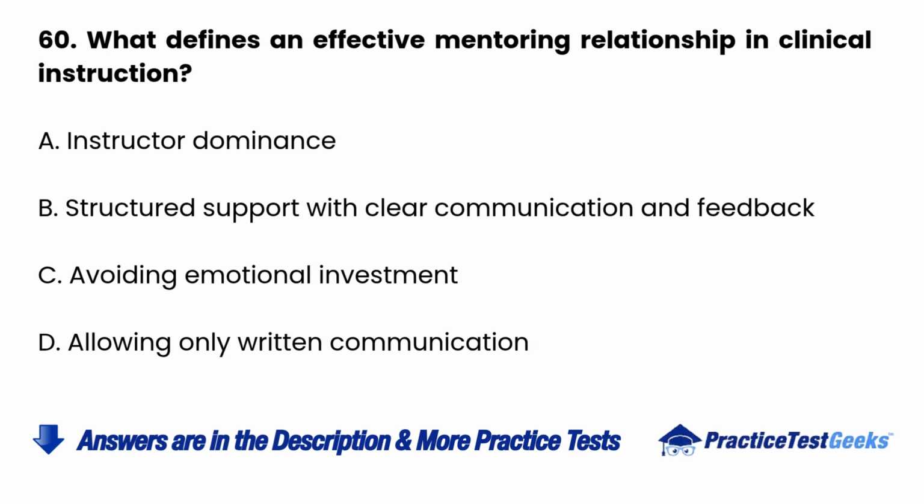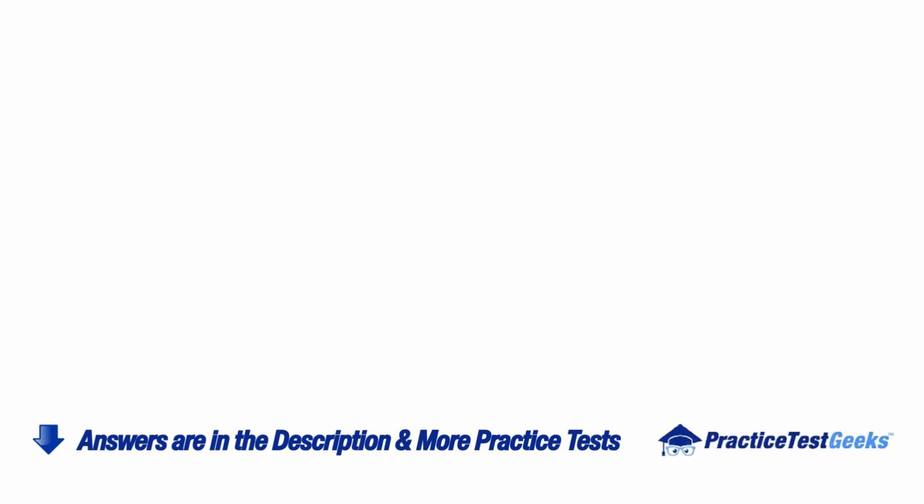60. What defines an effective mentoring relationship in clinical instruction? A. Instructor dominance. B. Structured support with clear communication and feedback. C. Avoiding emotional investment. D. Allowing only written communication.